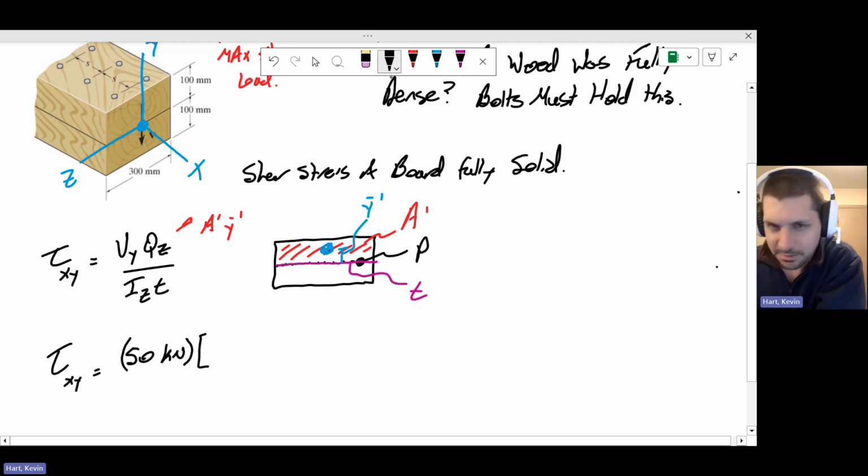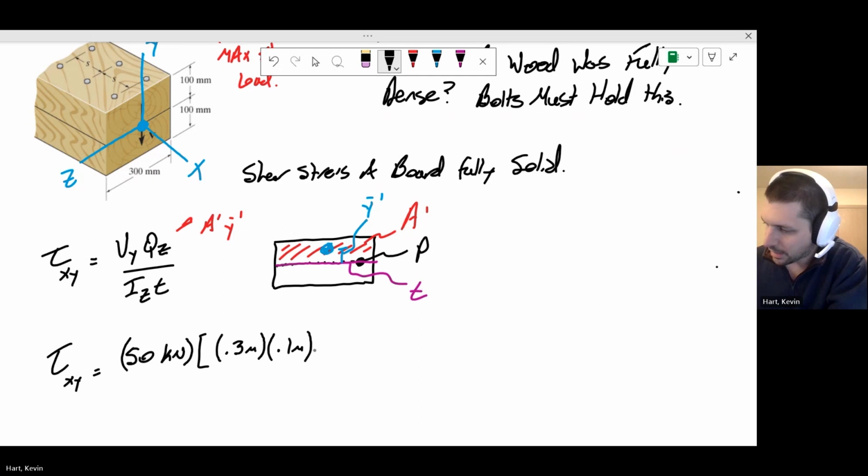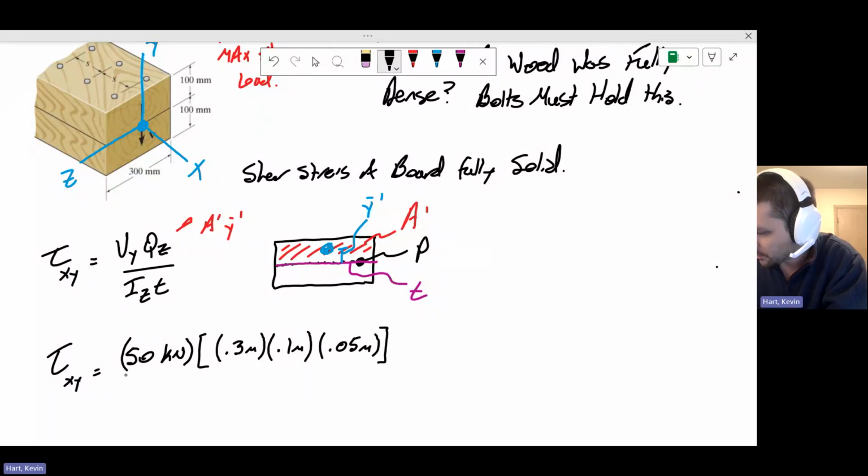So we can define these things using the geometry of the problem. And we're going to get here that A prime is this 300 millimeters. I'm going to work in meters, so 0.3 meters, times the half height of this thing, which is 0.1 meters, times y bar prime, which is going to be half of the 150 millimeters. Okay, so that's the first area moment, Qz.